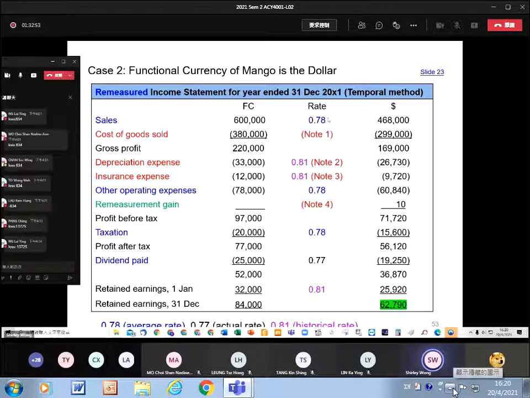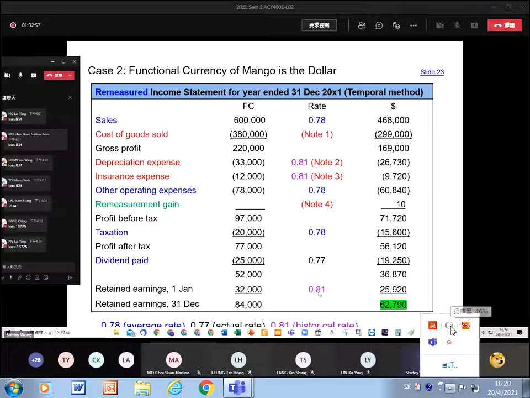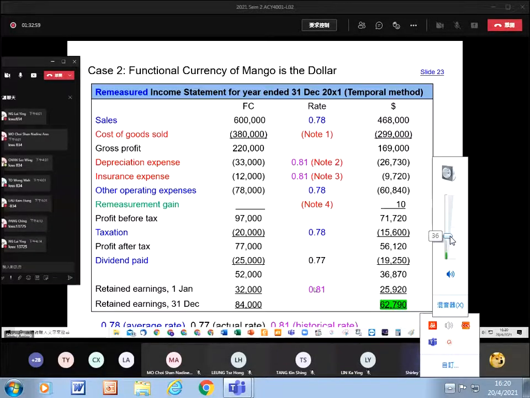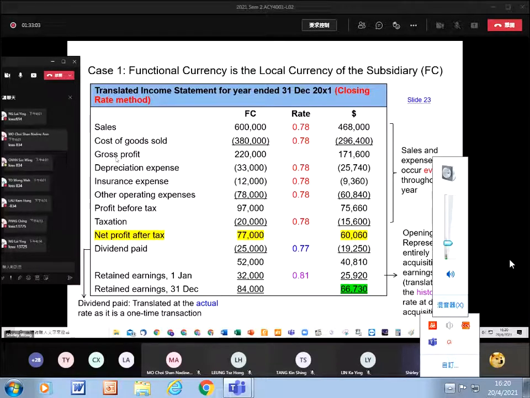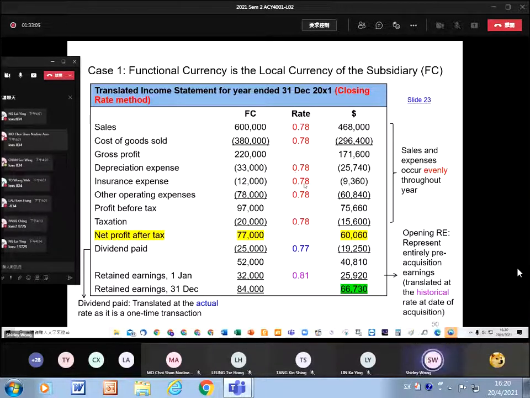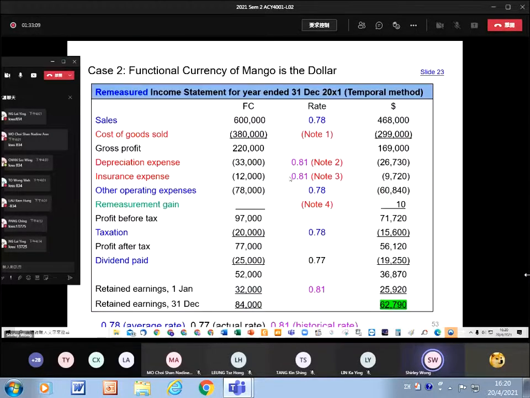呢幾個 item 都係照舊，用翻 average rate 或者 actual rate。Dividend 用 actual rate，retained earnings 都係用翻呢一個叫做 historical rate。即係基本上呢啲 item 同頭先都係一樣嘅，除咗 depreciation，除咗 insurance，除咗 cost of goods sold，其他嘢不變。So how to do that?